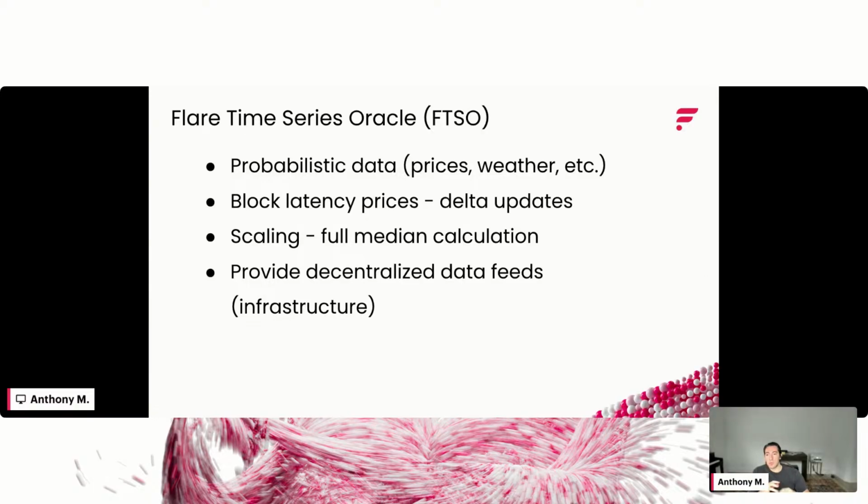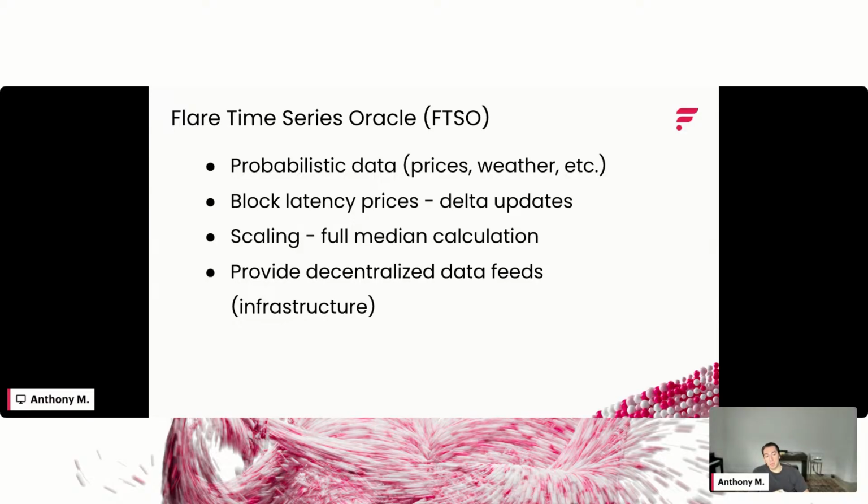Now, one of our enshrined oracles is FTSO. This is for probabilistic data, and basically what probabilistic means are things like weather data, where it's okay to have a smaller discrepancy. Like if you're getting the price of Bitcoin at 114,023 cents, it's okay to use 114,074 cents. And FTSO is available every block.